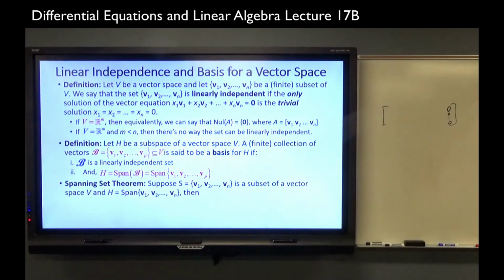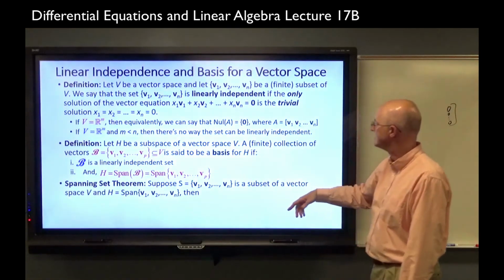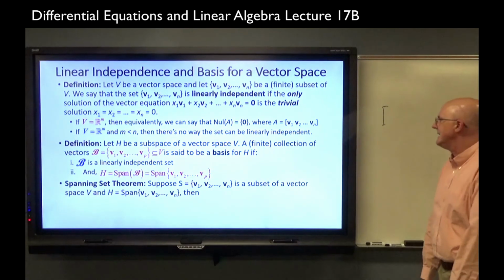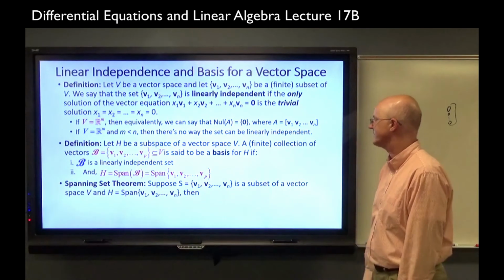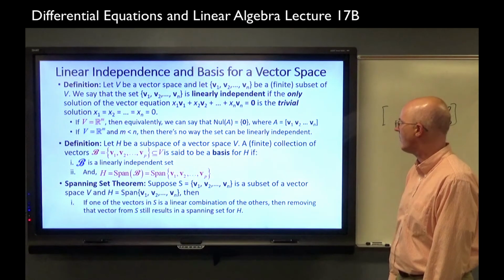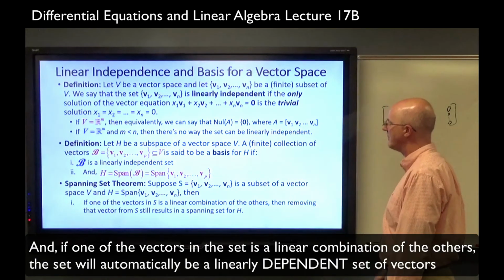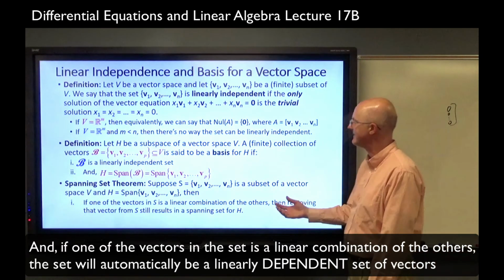Something called the spanning set theorem says that if S consists of vectors v1 through vn, why did I pick a p here instead of n? I could have picked an n. Just change the notation. Now I'm going back to n. I've got a set of n vectors. It's a subset of a vector space, and I'm letting H be the span of those vectors, which means H will be a subspace of V. Then, two things can be said. If one of the vectors in this collection is a linear combination of the others, then removing that vector from this set still results in a spanning set for H. Still results in a set that will span H.